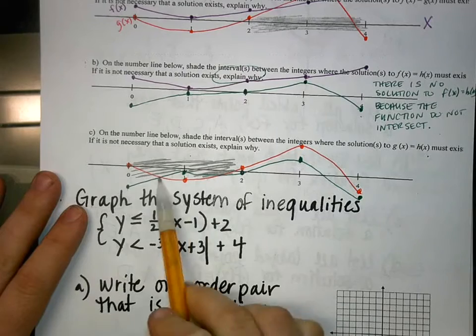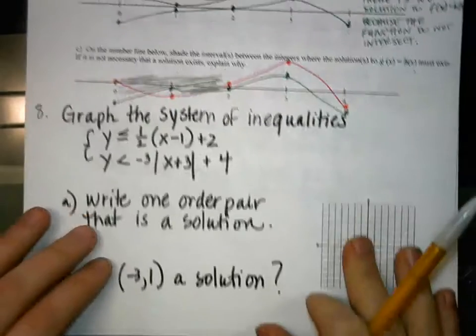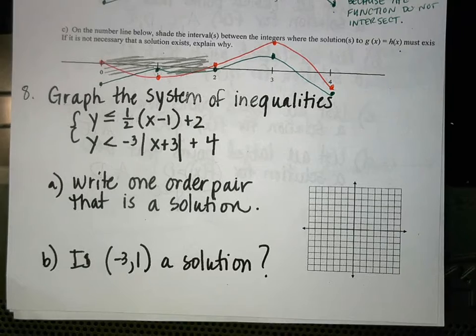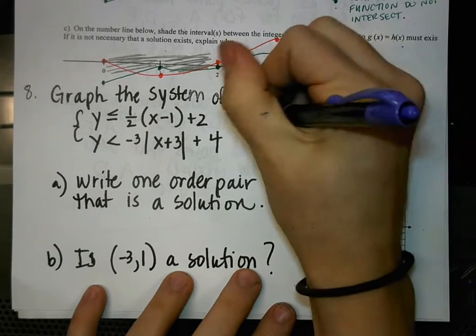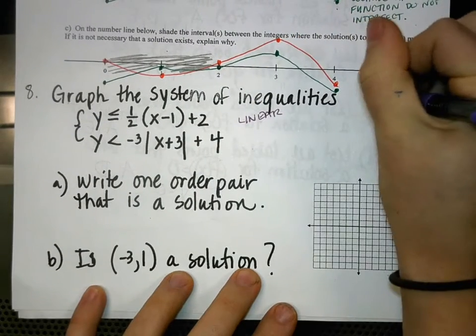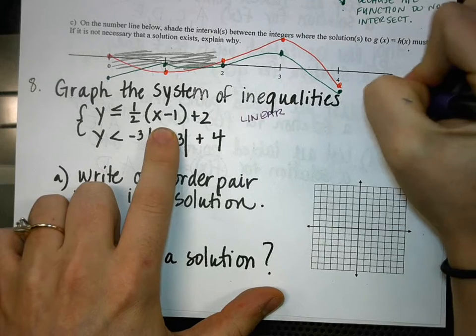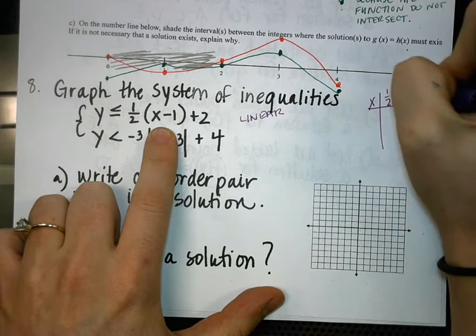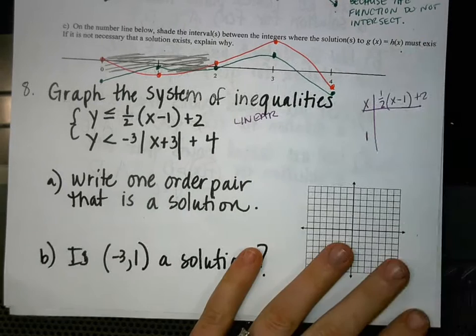So it crosses once between 0 and 1, and again between 1 and 2. Number 8, graph the system of inequalities. So starting with the linear system, I'm going to plug in values that are best for this linear function. I always want to plug in the number that makes whatever's inside my parentheses equal 0, so 1 is a good number to plug in.